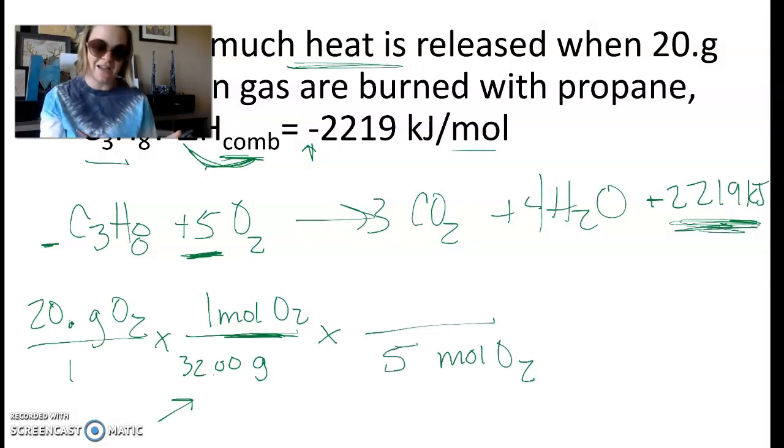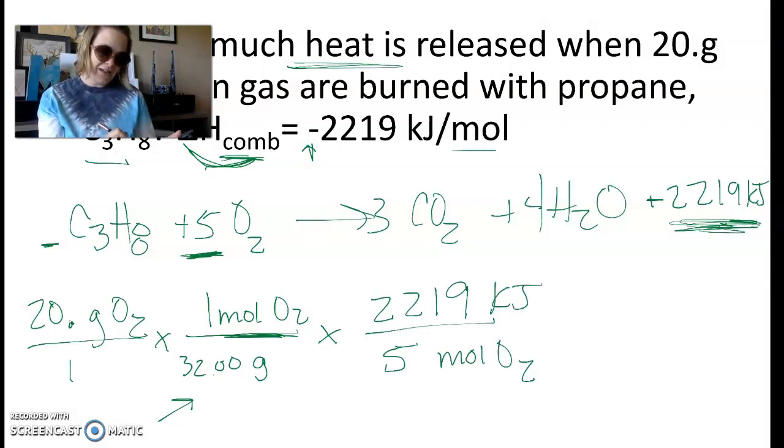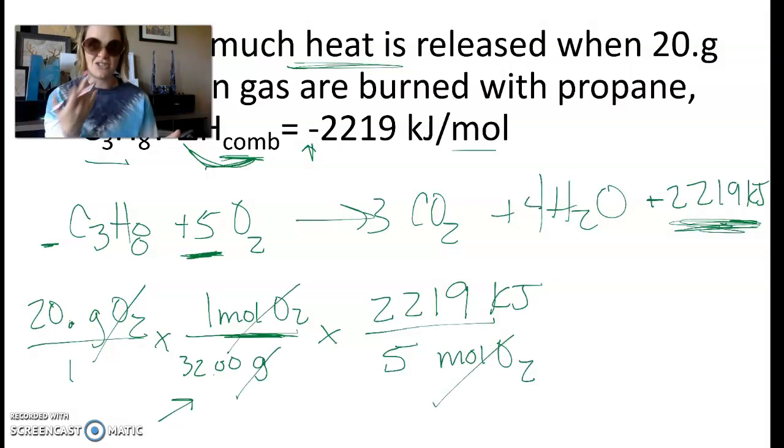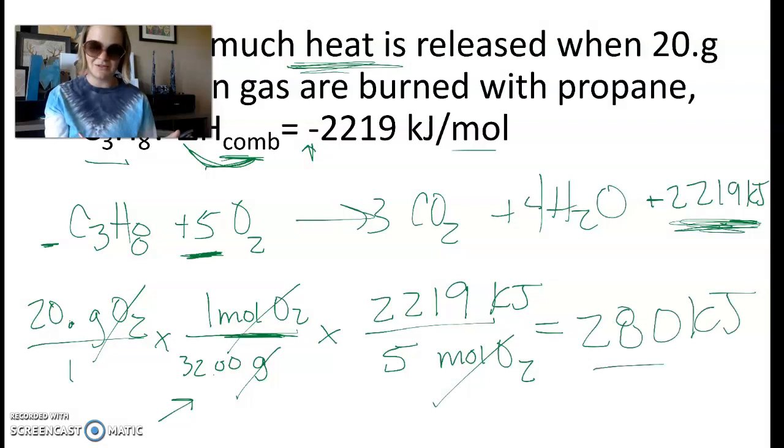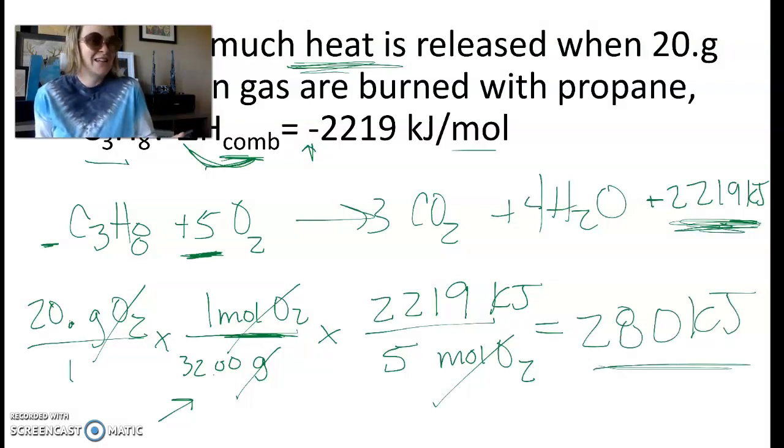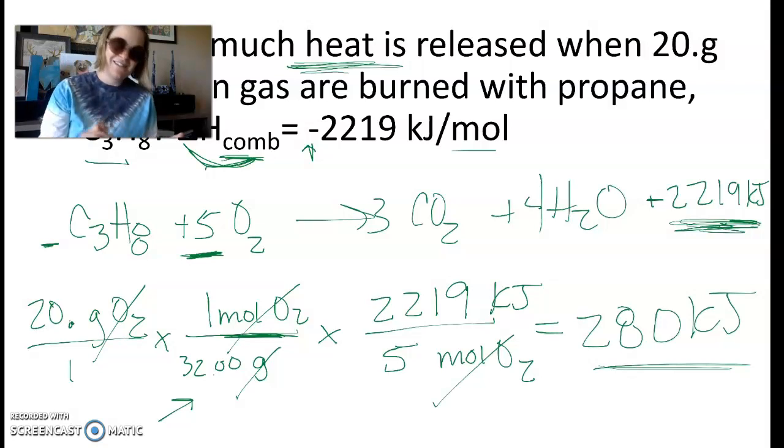So for every 5 moles of O2, I'm going to produce 2,219 kilojoules. If I cancel units out, grams go away, moles of O2 go away. Do you see how the only unit that I'm left with is energy or heat? I'm going to have my answer. And with 2 sig figs, I think you get 280 kilojoules. And you can just stop there. Stoich with energy. Okay, let's do one more.